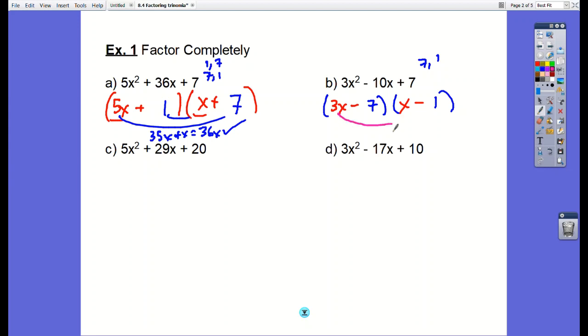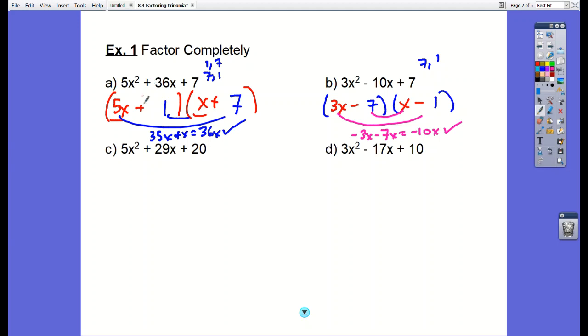So we're going to get 3x times 1, negative 7 times x, so negative 3x minus 7x is negative 10x. Yes, we did this one correctly as well, right? So notice what we're doing. We're looking ahead to the middle. How can we get to the O and the I, or that middle term, that B term, when we're doing this?